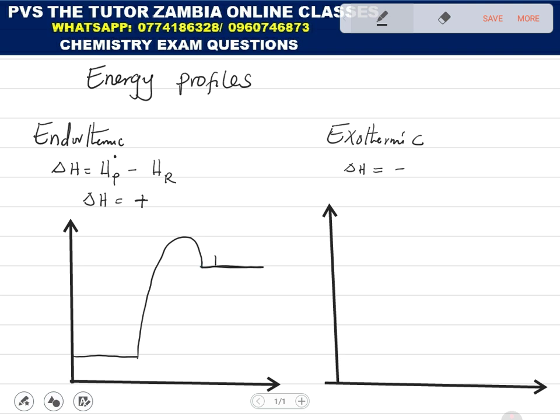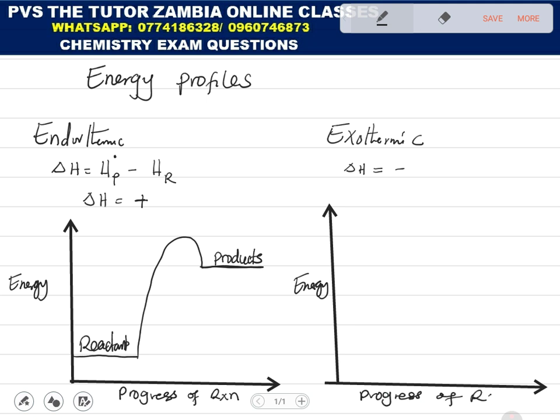So here you have the products, and here you have the reactants. Then what else do we have to know about this? Here we have energy, which can be in kilojoules or joules. The same applies to this other profile here. And in the x-axis, we have what we call the progress of reaction. Same thing here, we have progress of reaction.